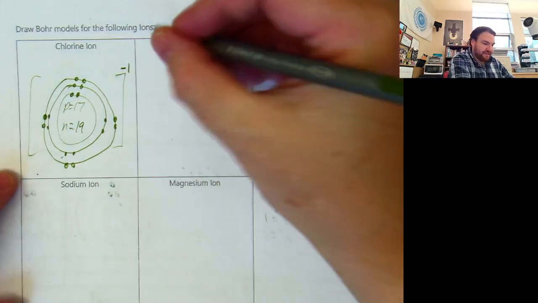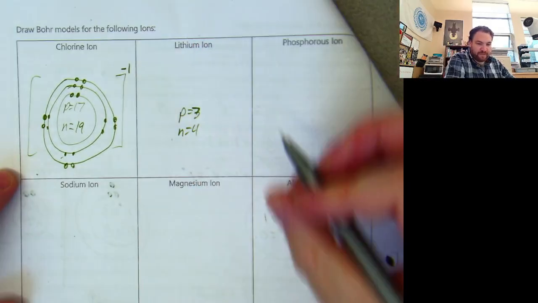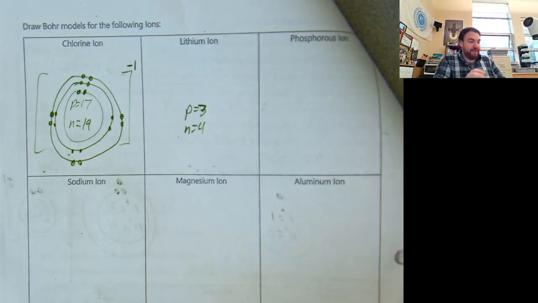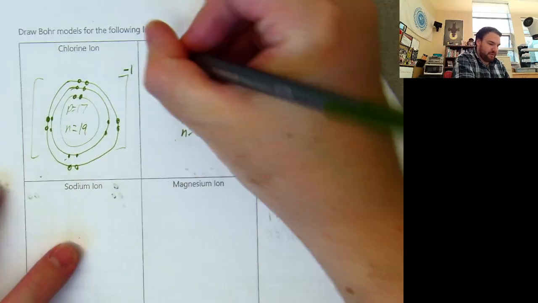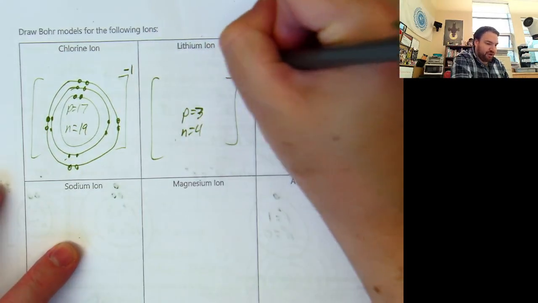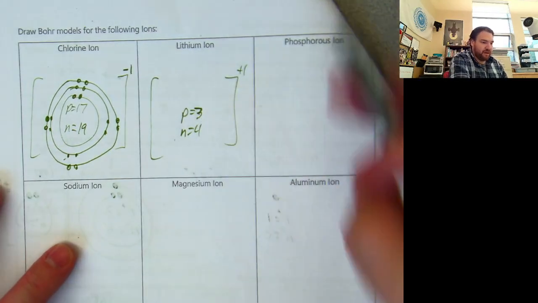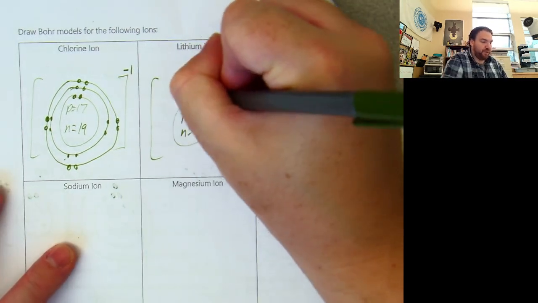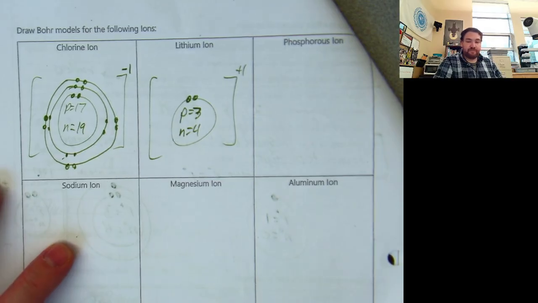The lithium ion's a lot easier. P equals 3, N equals 4. The lithium ion, again, if you look at the periodic table, has a charge of +1. So to become charged +1, what does an element have to do? Or an atom have to do? It's going to lose 1. So square brackets, put the charge. And now because it's a +1, we have to have 1 less electron. So we're done. 3 minus 1 is 2.